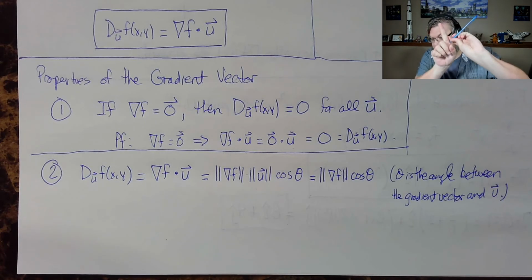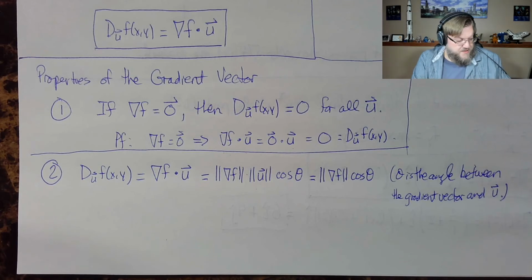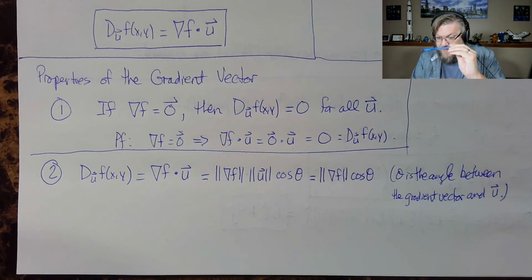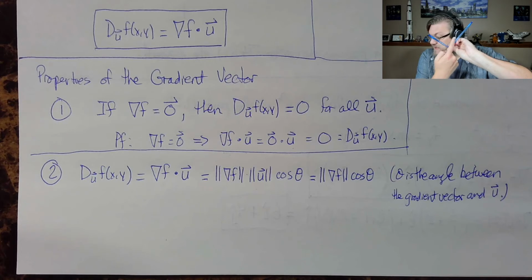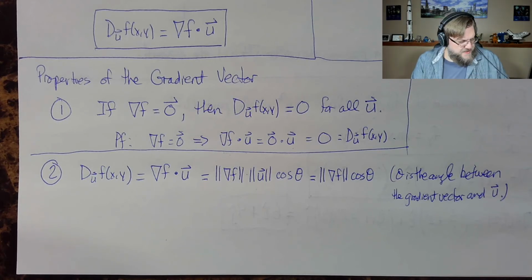Remember, u is the direction I'm looking in, and the gradient's pointing somewhere else. So maybe it's like this. I'm pointing in this direction here. Maybe I'm looking in this direction, and the gradient is pointing in that direction. And so these form an angle between the two. We call that theta in this case.